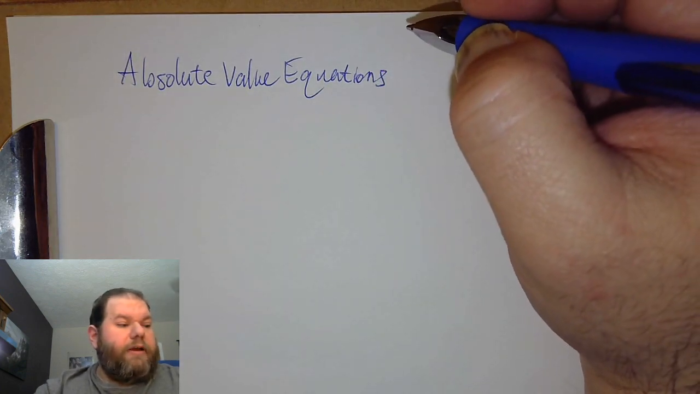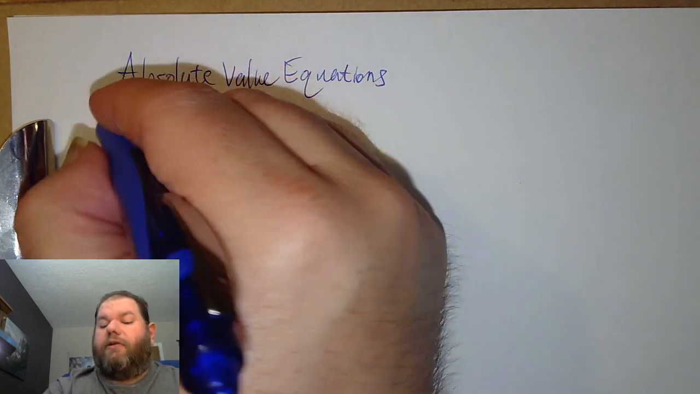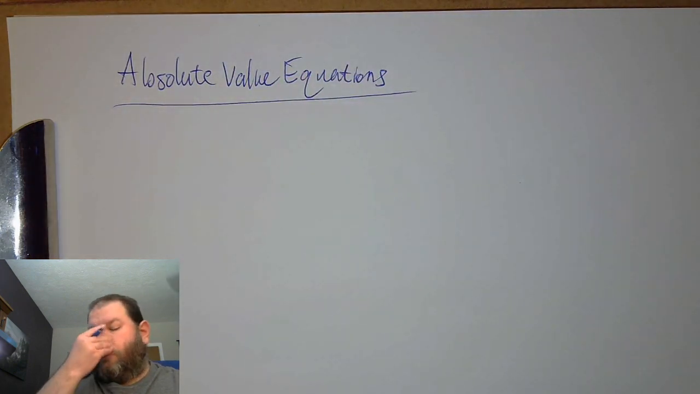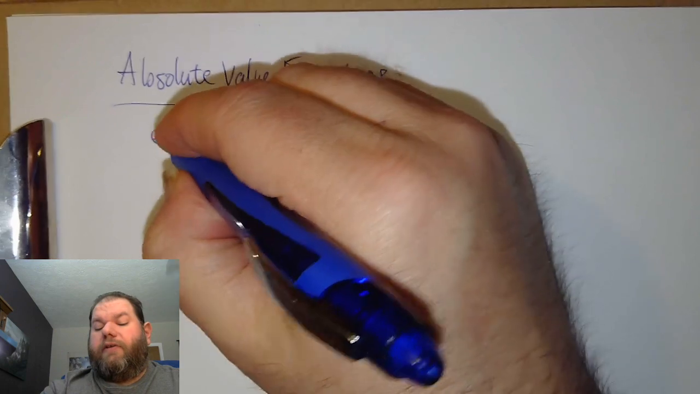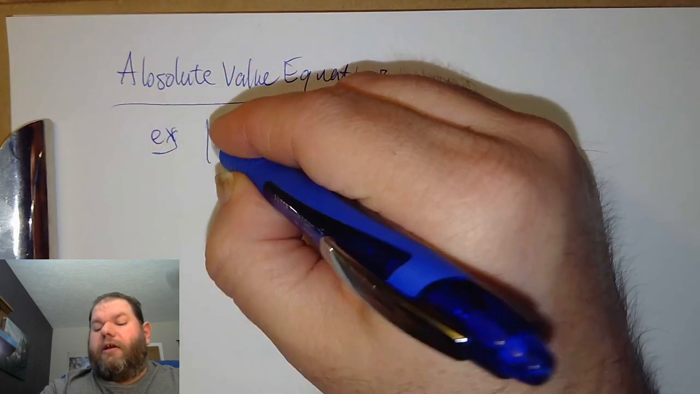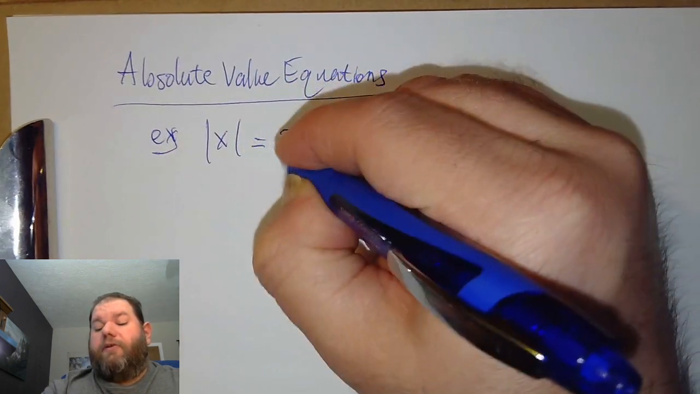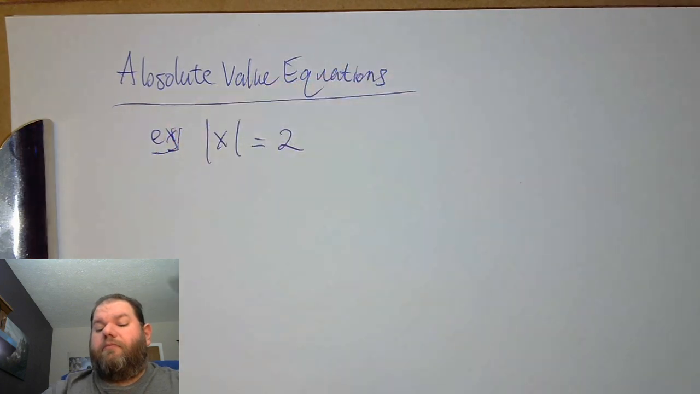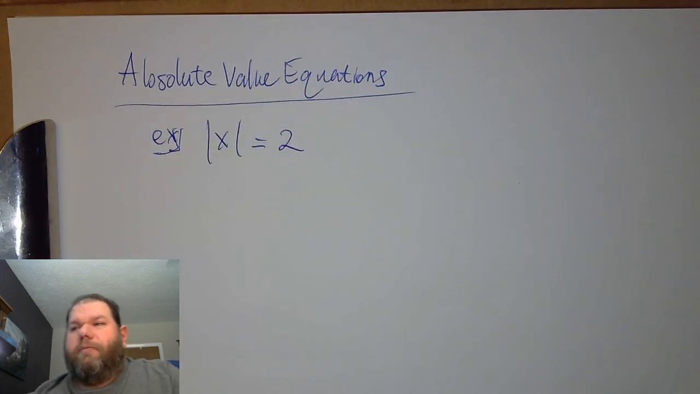So with absolute value equations, an example would be like absolute value of x is equal to 2. Basically, when we see something like that, we're thinking, okay, what can we take the absolute value of and have it equal to 2? Well, there's actually two numbers for which that's true. Do y'all know what those two numbers are?